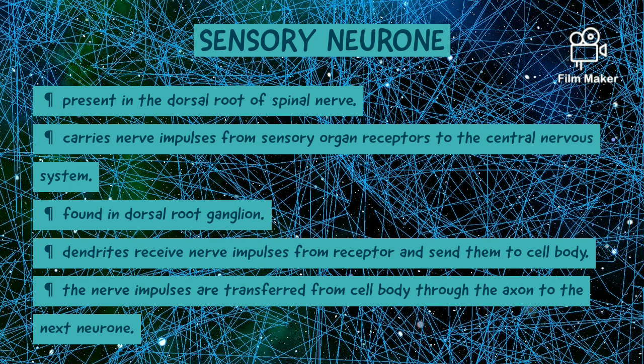Sensory neuron. It is present in the dorsal root of spinal nerve. It carries nerve impulse from sensory organ receptors to the central nervous system, and it can be found in the dorsal root ganglion. Dendrites receive nerve impulse from receptor and send them to the cell body. The nerve impulse is transferred from the cell body through the axon to the next neuron.